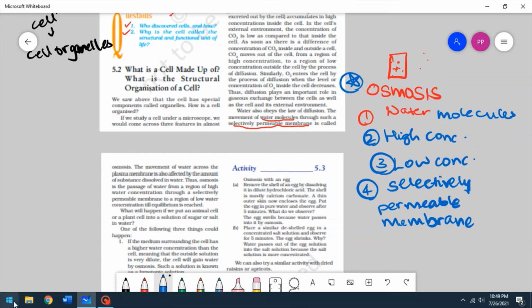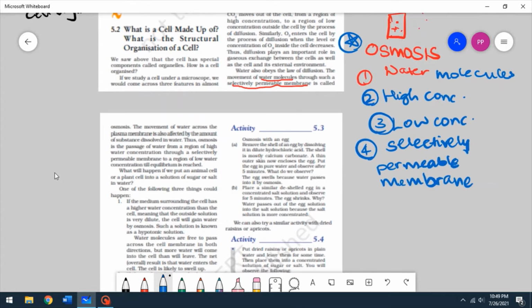Okay. So the movement of water across the plasma membrane, also known as the cell membrane, is affected by the amount of substance dissolved in water. So the concentration, that's what we're talking about here. So osmosis is the passage of water from a region of high concentration through a selectively permeable membrane to a region of lower water concentration until equilibrium is reached. Okay, so there's a fifth one, until equilibrium is reached, because it can't keep happening forever. That's what it takes place until equilibrium is reached.